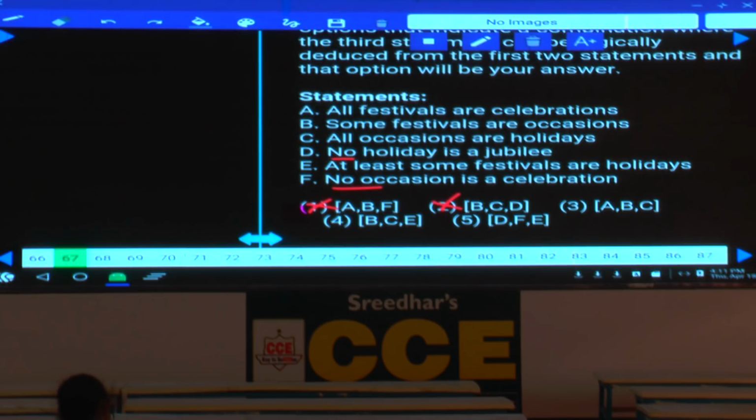A, B and C. If you check A, B and C, all the 3 are affirmative, isn't it? Now, B is an affirmative, B is some. As there is some, your conclusion must also be some. But here, this C is all, and this cannot be drawn. Then what is your answer here? Choice 4. In this choice 4, B, C and E. B is some festivals are occasions, and C is all occasions are holidays. The middle term occasion is distributed. The conclusion between festivals and holidays, some festivals are holidays, is definitely true. That is E. And so, what is your answer? Choice 4 is the answer. Done with this?